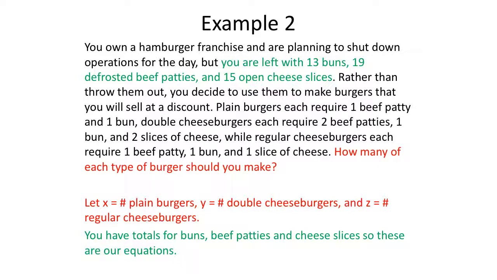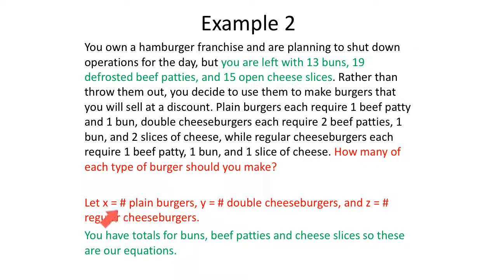Let's head to the question. The question is going to tell us how to label our variables. How many of each type of burger should you make? How many of each type of burger? Alright, so let's let X be the number of plain burgers, Y be the number of double cheeseburgers, and Z be the number of regular cheeseburgers.